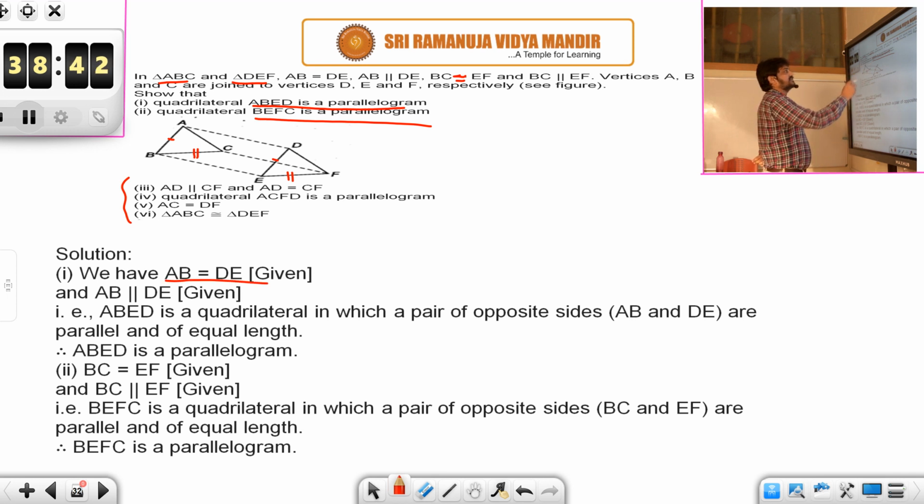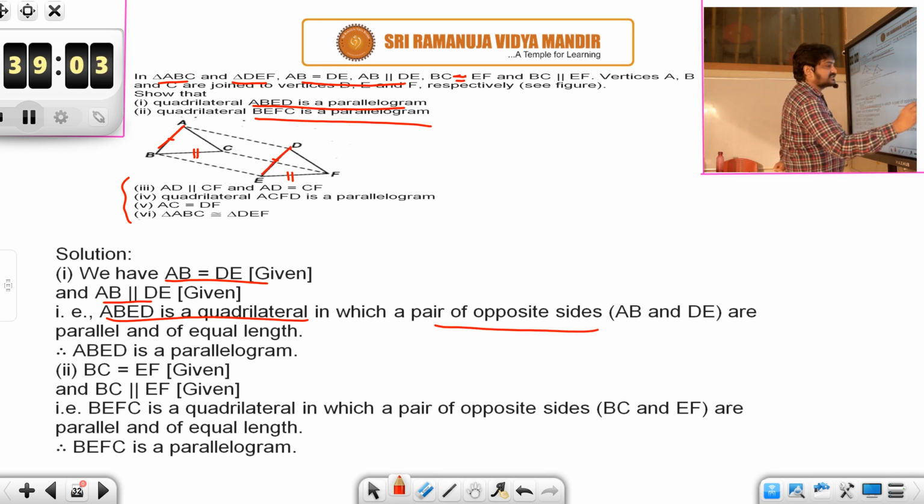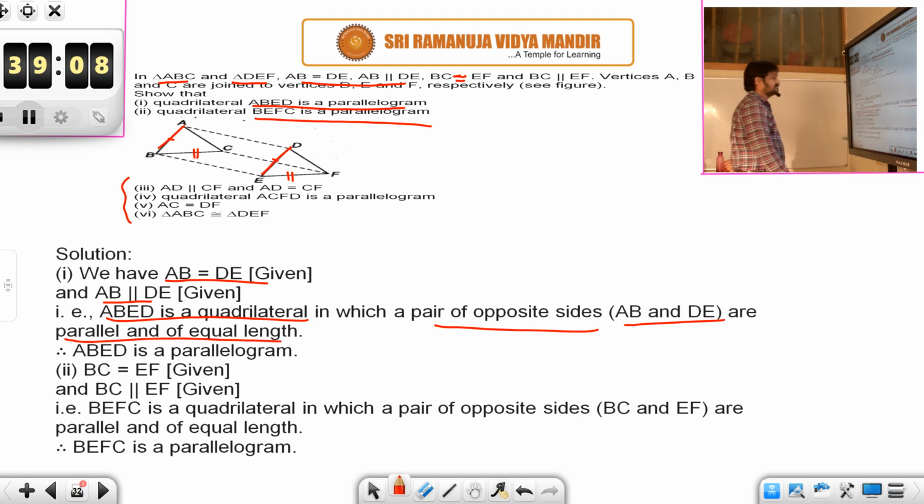And we have also been given that AB is parallel to DE. So from these two we could say that ABED is a quadrilateral in which a pair of opposite sides AB and DE are parallel and of equal length, right? This is a property of a parallelogram. So, hence we could say that ABED is a parallelogram.